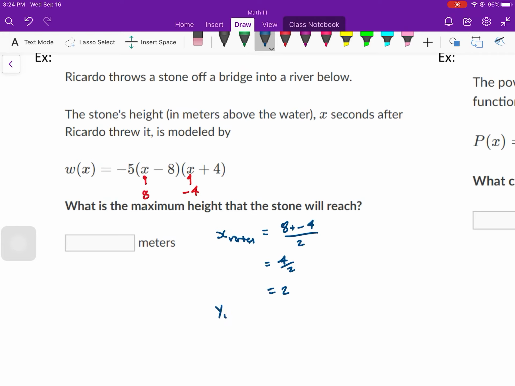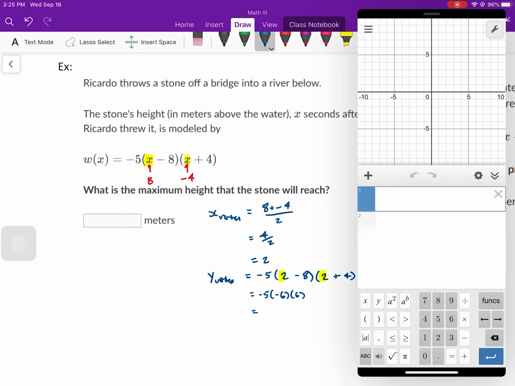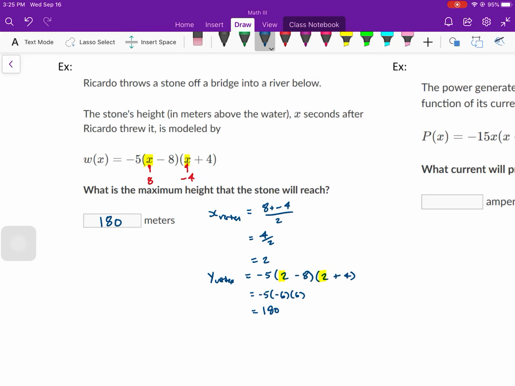So now to plug it in for the y value for the vertex, just plugging it in for the x's to that original function here. I don't know why I put -2. So just plugging that into those x's is what I'm doing now. And that's 5 times 6 times 6. It's 180. So that actual height was 180.